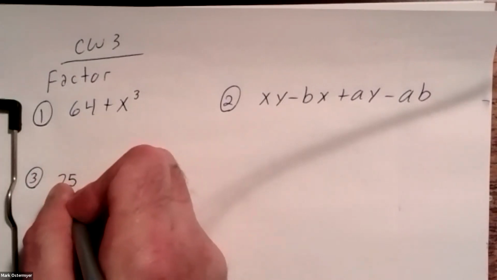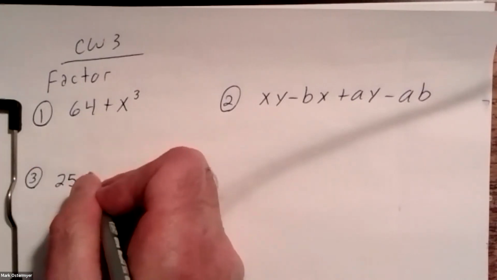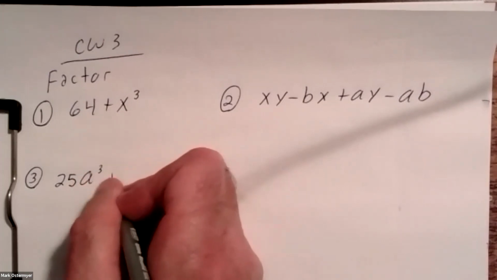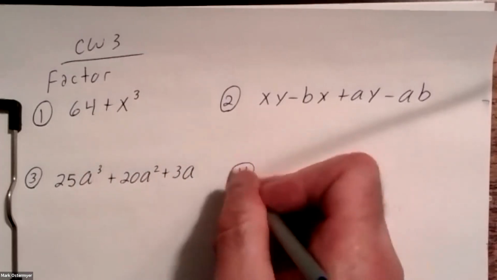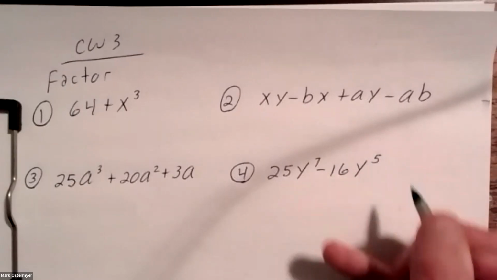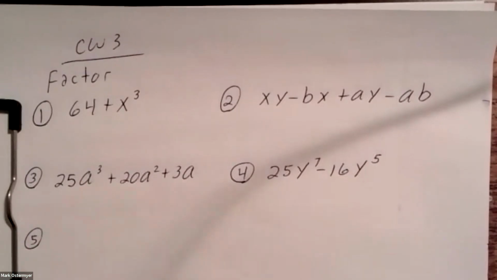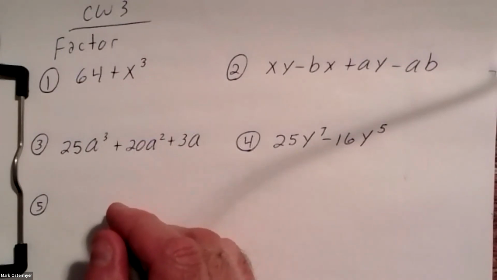Let's see, 25. Don't go to sleep. Minus 7, minus 16, minus the 5th. All right. So see if you can start to factor some of these. We'll call this classwork number 3. This will be the last one.